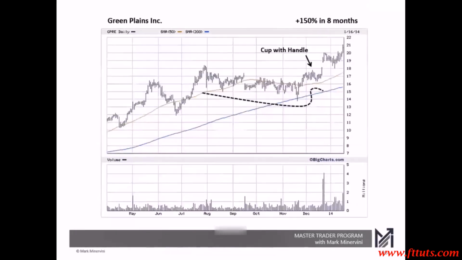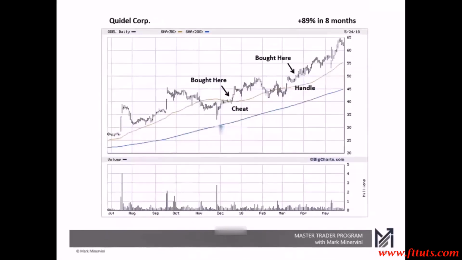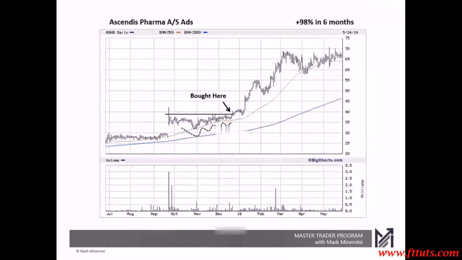Let's look at another one. We looked at this before. This was Green Plains. Sometimes you'll get a cheat, and then you'll get a setup a little bit later. Sometimes a base on a base where it's almost adjacent to it, and now you get a handle, and you get another buy point. I'm just going to show you a bunch of examples here. Another one here tightens up real tight on the right side. 6 months, 98%, 100%. Now, you ever hear the commercials? Wait, there's more. Well, there's more. There's actually even a lower buy point.